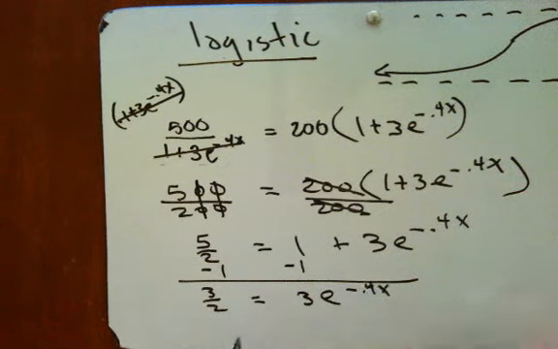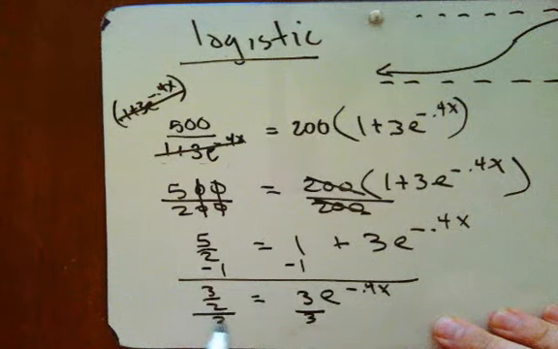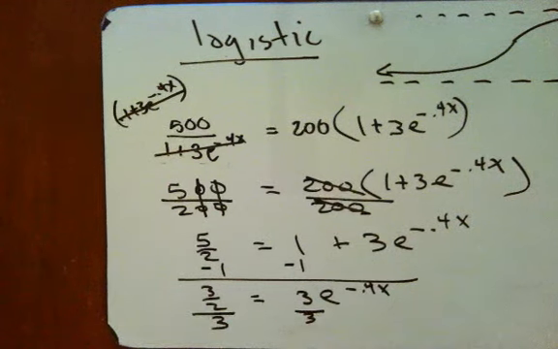And now I have all that stuff by itself. And over here, I can do some canceling. So 5 halves equals 1 plus 3e to the negative 0.4x. Okay, what would we do next? Well, SADMEP says subtract that 1. 3 halves equals 3e to the negative 0.4x.